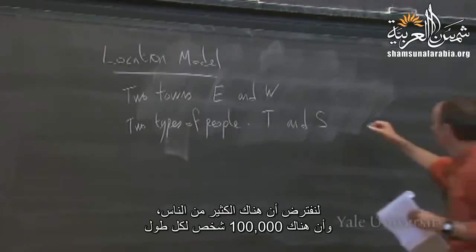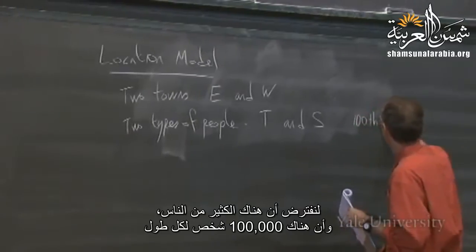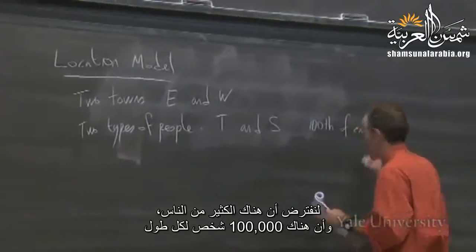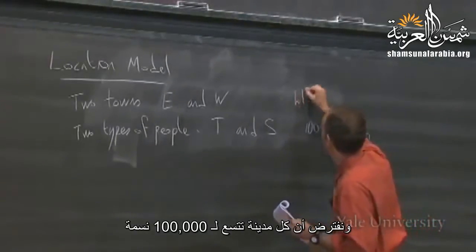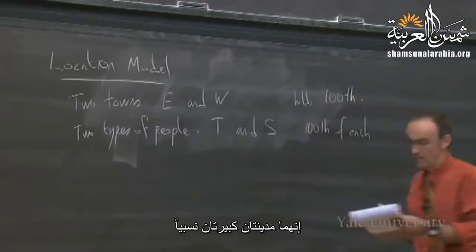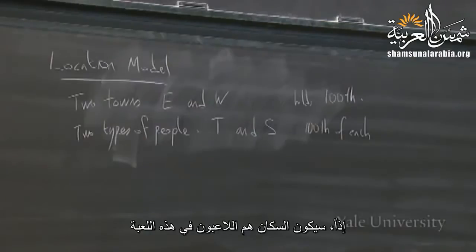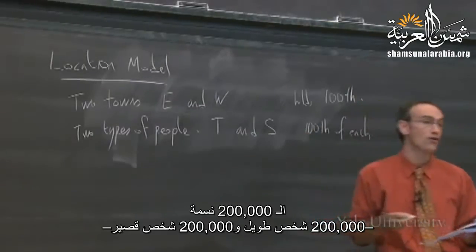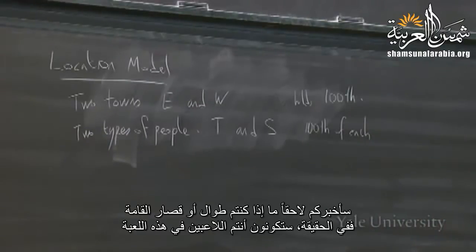Let's assume that there's lots of people. There's 100,000 of each type of person. And let's assume that each town holds 100,000 people. These are fairly big towns. All right. So the players in this game are going to be the people, the 100,000 tall people and 100,000 short people. But in a minute, I'm going to tell you whether you're tall or short.